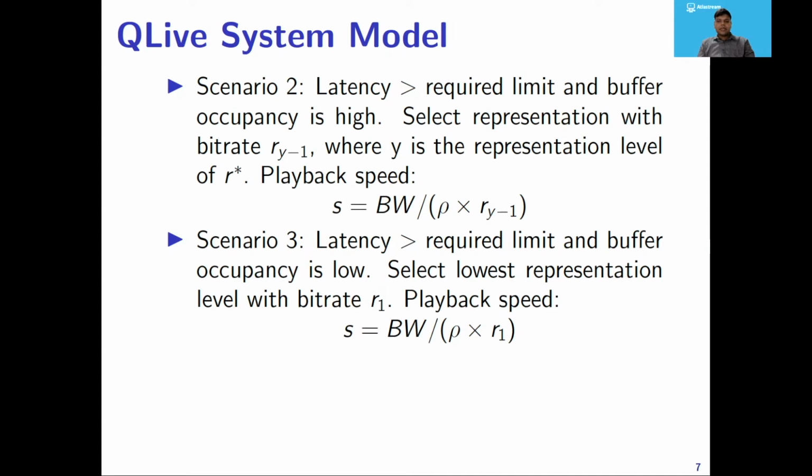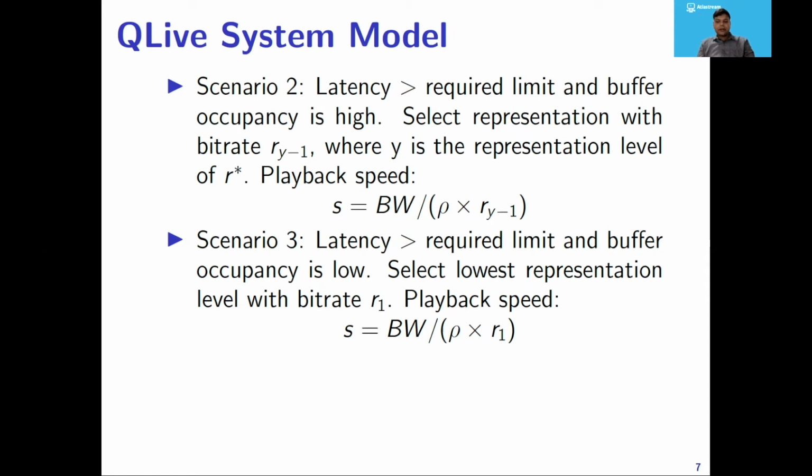In case the latency is more than the required limit and the buffer occupancy is high, we select a representation level that is one level lower than the bitrate calculated in the previous scenario. And then we calculate the playback speed based on the bandwidth, rho, and the bitrate thus selected. In the third scenario, the latency is greater than the required limit and the buffer occupancy is low. Here we choose the lowest representation with minimal bitrate R1, and accordingly we can calculate the playback speed. So this is how QLive makes the combined decision on the bitrate and playback speed.